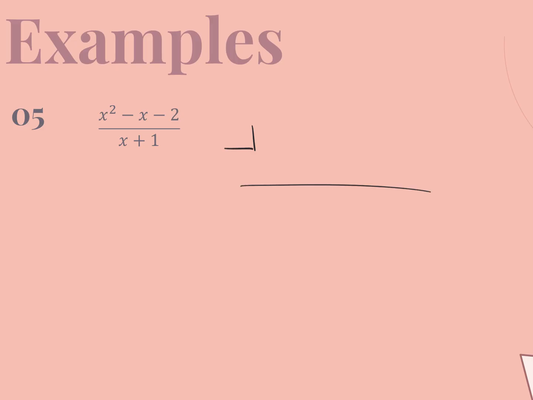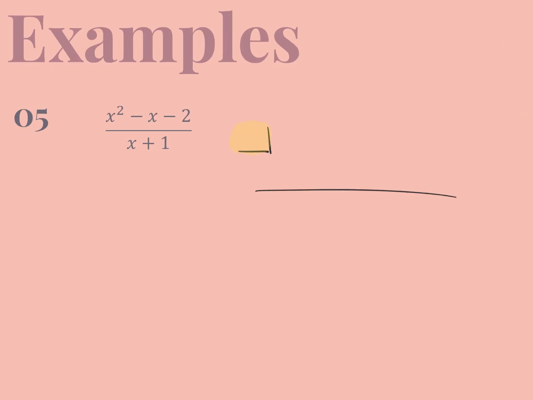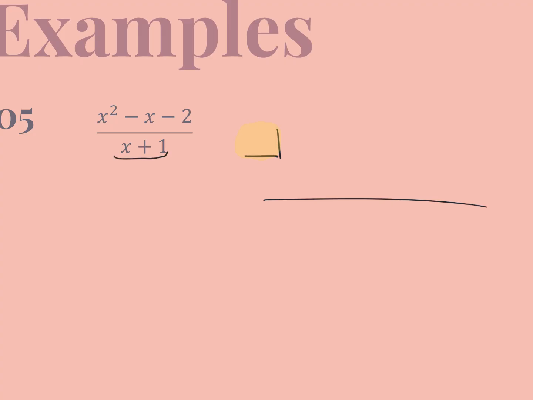What goes in this box is going to be your C value. Your divisor should be written in x minus c form. To get an x minus c form from x plus 1, keep in mind this is the same as x minus negative 1. So my c value is negative 1, and that's what I'm going to put in this little box up here, negative 1.